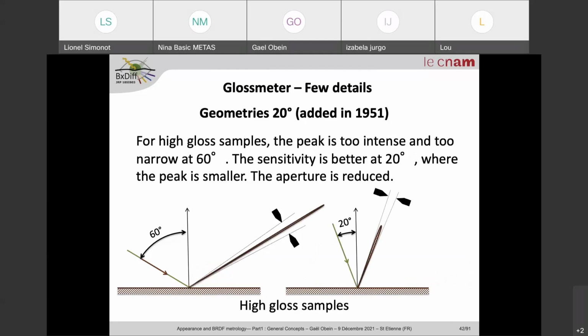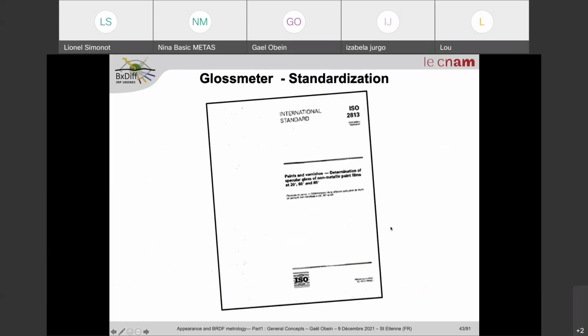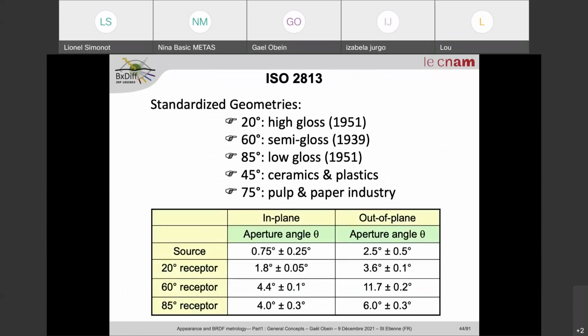And at the same time, there was also the automotive industry that was complaining because they were measuring very, very glossy surfaces. And at 60 degrees, the peak was too narrow, and the sensitivity was not good at all. So they put another geometry at 20. Then the peak is a little larger, and the aperture has been reduced. So all this is put in the ISO standard. You have the definition of the size of the aperture. It's a rectangular aperture, in fact, in the gloss meter. It's not the same thing in the zenithal and the azimuthal angle. And it's not the same for the 3 geometries.